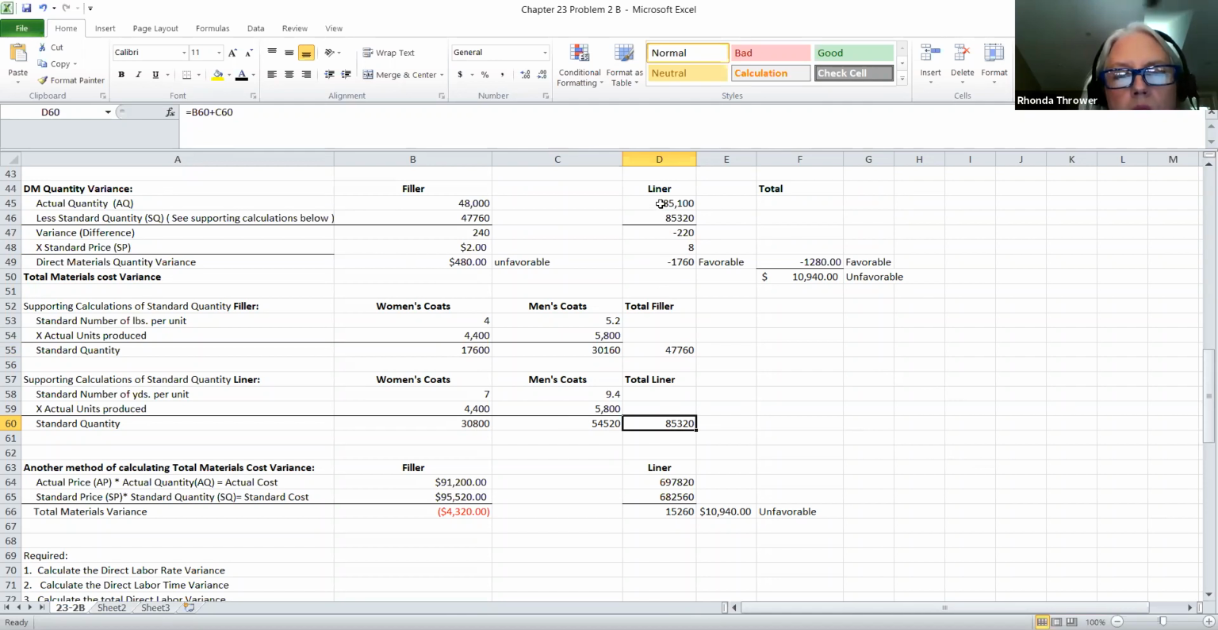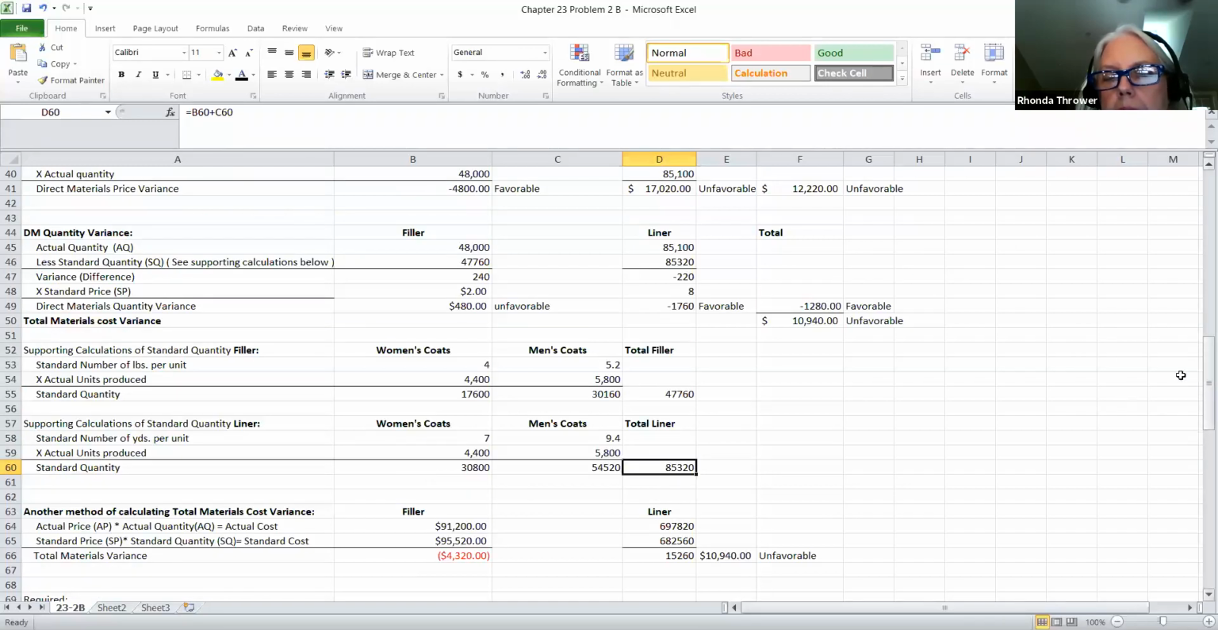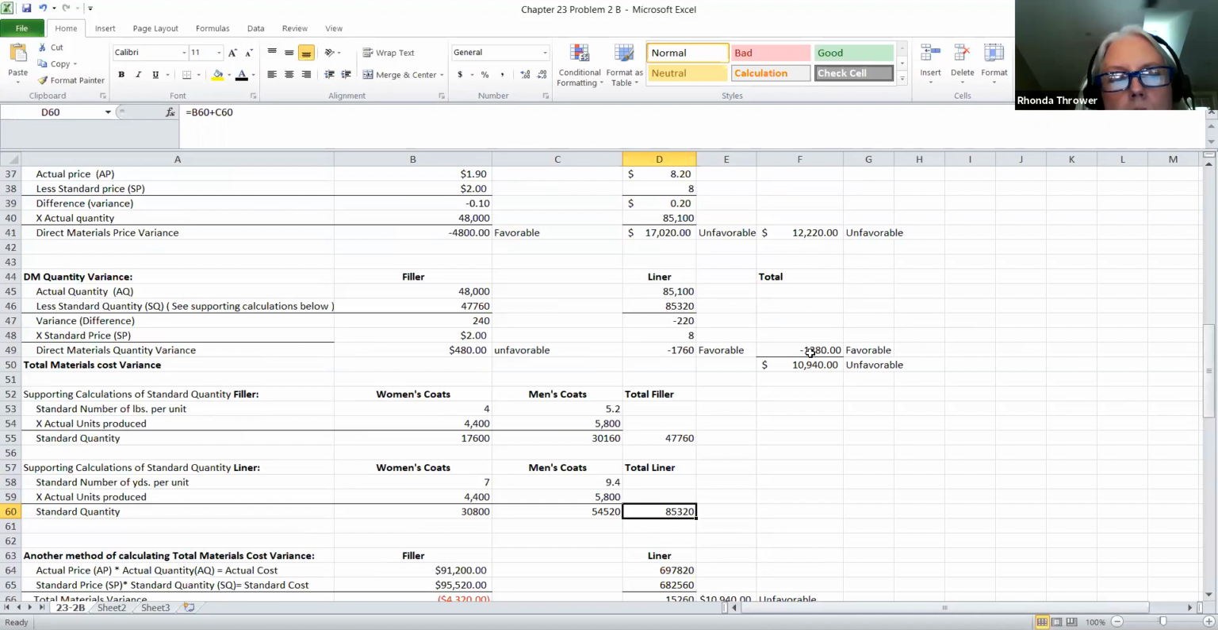The actual quantity was given above. This you had to find, and the difference between these two is favorable. And then you multiply that by the standard price, which is given, and then the whole variance will be favorable. Combine the favorable variance with the unfavorable variance to get a favorable 1,280 variance for your direct materials quantity variance. Then we're going to combine the variances together to get the total materials cost variance.